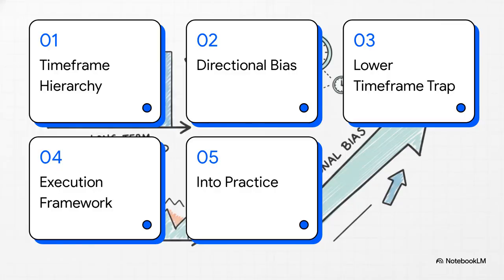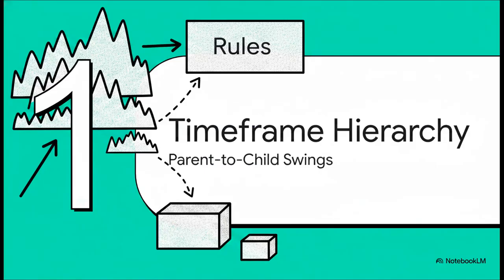Today, we are stripping away that retail fluff. We'll quickly run through the hierarchy of timeframes, how to actually lock in your directional bias, how to avoid that lower timeframe trap, lay out a rigid execution framework, and finally, put the whole shebang into practice. Let's kick things off with our first section, the hierarchy of timeframes, specifically looking at parent-to-child price swings.